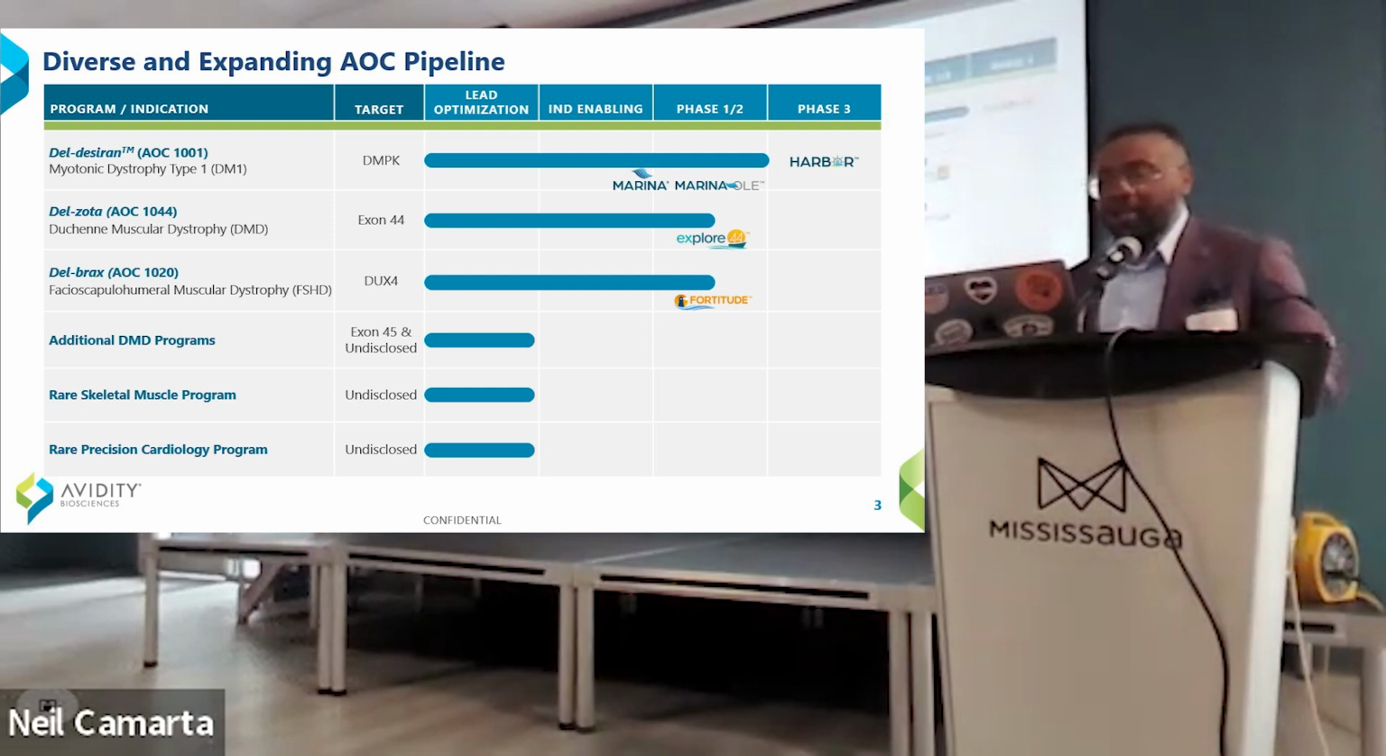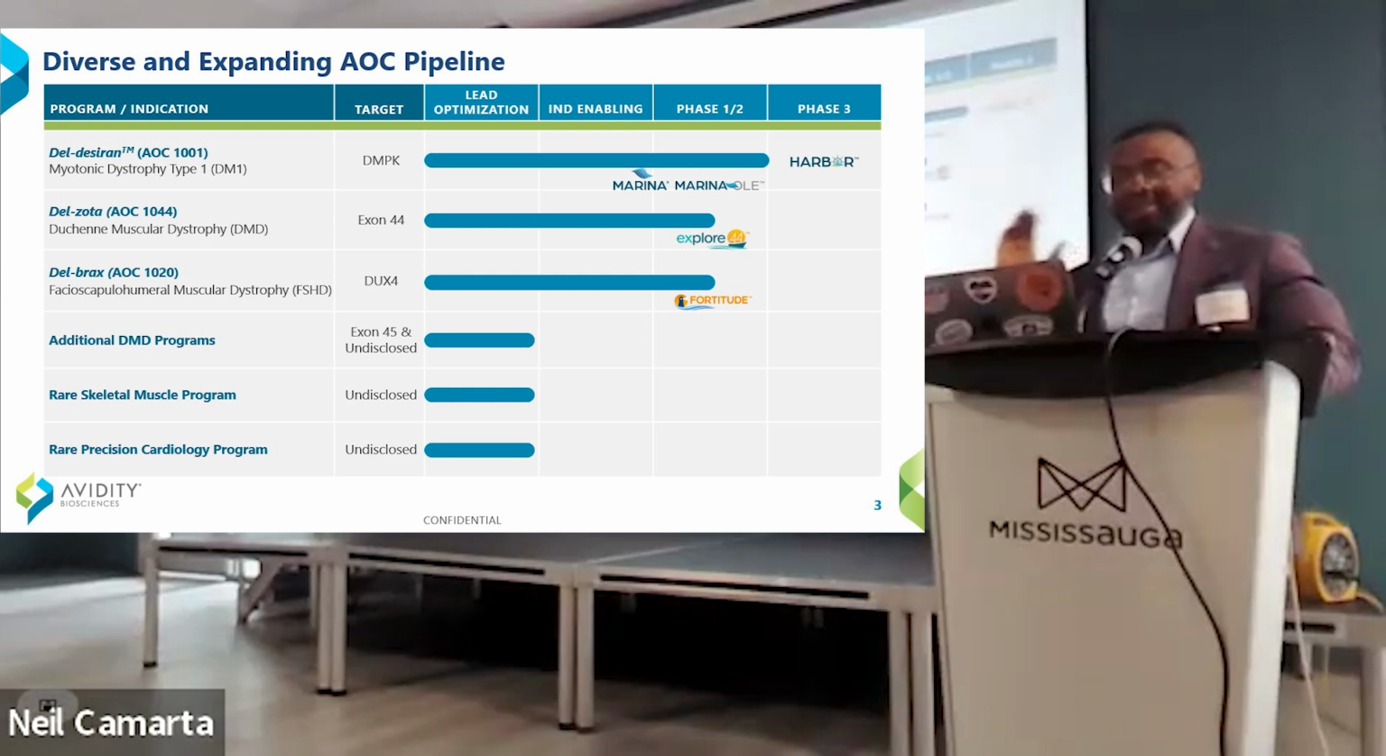And then we are in FSHD, and the target for FSHD is known as AOC 1020, or the BRAS for short, because honestly, the parent name is so long, we just call it the BRAS. And right now we are in phase 1/2, and as Dr. Lochmuller said, in phase 1/2, we are trying to see how well and how safe this drug is. And for phase 3, we'll look at the bigger question of, is there an effect of the drug?